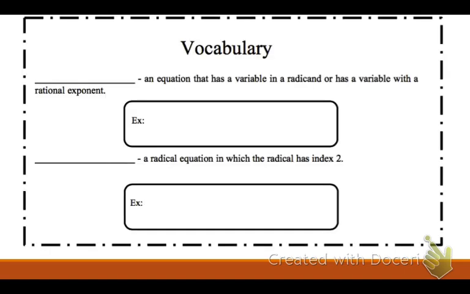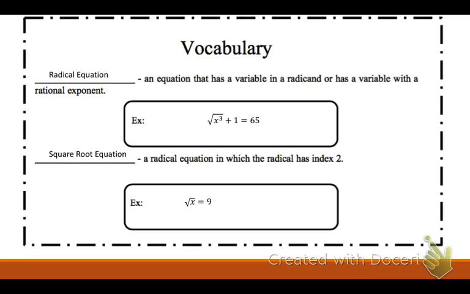So a radical equation is an equation that has a variable in a radicand, or has a variable with a rational exponent. So that's like the square root of x cubed plus 1 equals 65. Okay, if that doesn't make sense, it's fine. But a square root equation is just one like the square root of x equals 9, or something with a square root in it, okay?